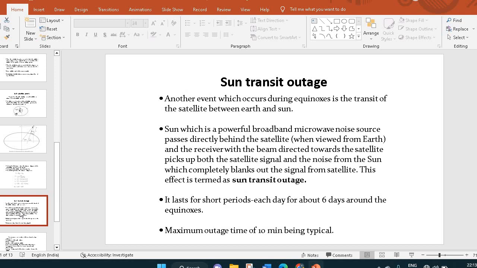Then, Sun transit outage. Another event which occurs during equinoxes is the transit of the satellite between Earth and Sun. Sun, which is powerful broadband microwave noise source, passes directly behind the satellite, and the receiver with the beam directed towards the satellite picks up both the satellite signal and noise from the Sun, which completely blanks out the signal from satellite. This effect is termed as Sun transit outage. It lasts for short periods each day for about 6 days around the equinoxes. Maximum outage time of 10 minutes being typical.